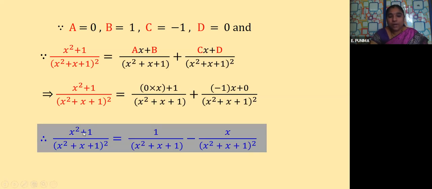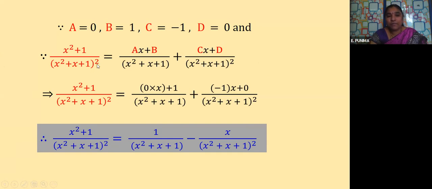So next, what happens here? This is x square plus 1 by x square plus x plus 1 whole square is equal to 0 into x is 0, 0 plus 1 is 1, 1 by x square plus x plus 1. Here plus into minus is minus, so I am writing this minus here: x by x square plus x plus 1 whole square. These are the two partial fractions into which the given f of x by g of x is split. Clear, children? So like this you have to solve the sums wherever you have an irreducible repeated quadratic factor. Like this you have to split the partial fractions.